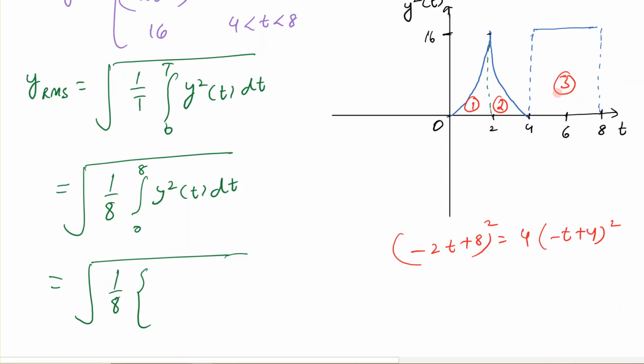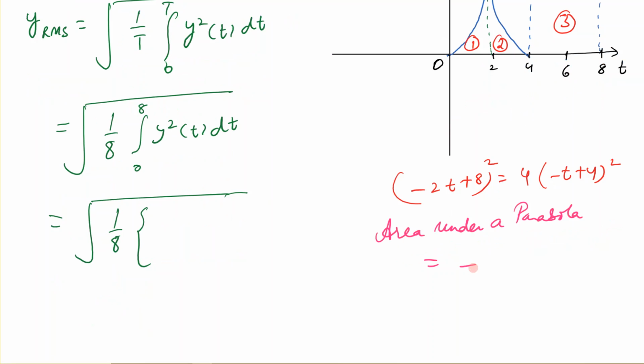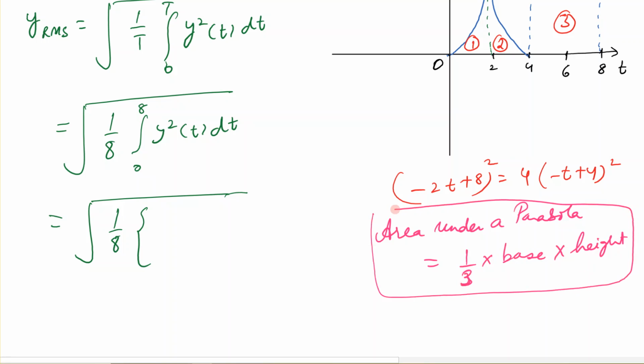All right, so how to calculate area under a parabola, like area number 1 and number 2? If you recall, previously in one of the sections, I believe it was section 18, we had done that area under a parabola is 1/3 of base times height. It's just like triangular area. Triangular area is 1/2 of base times height, while area under a parabola is given by 1/3 times base times height.